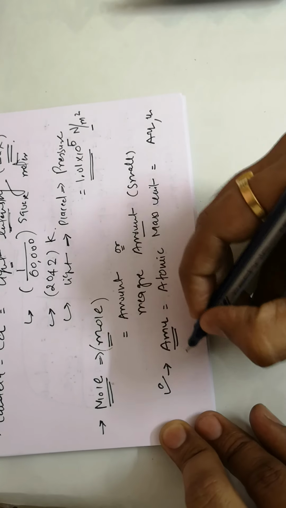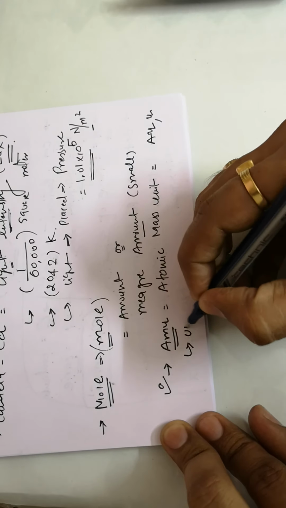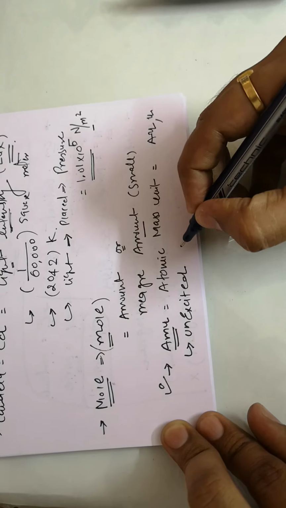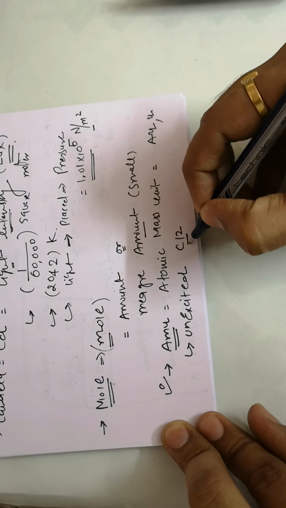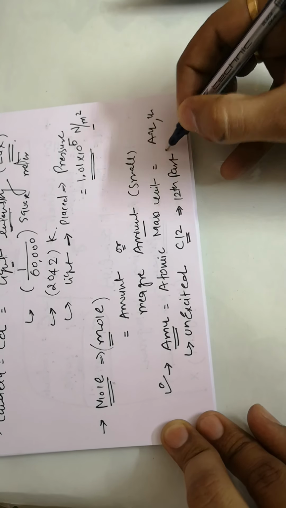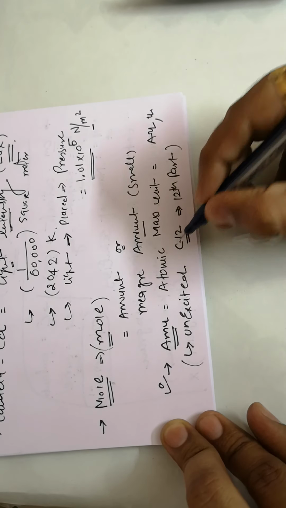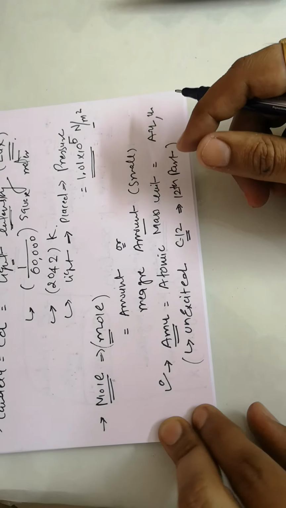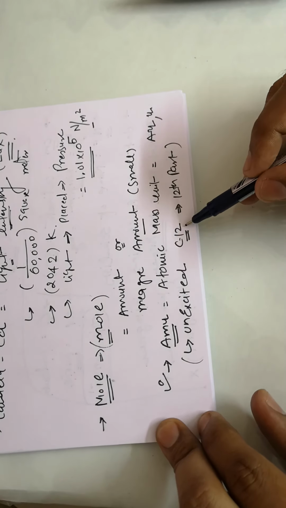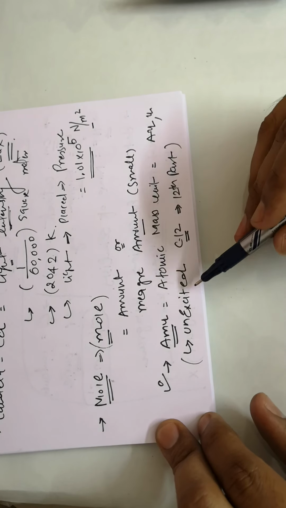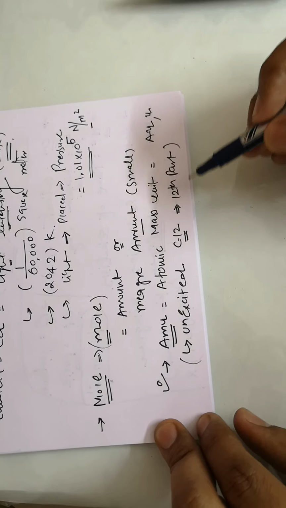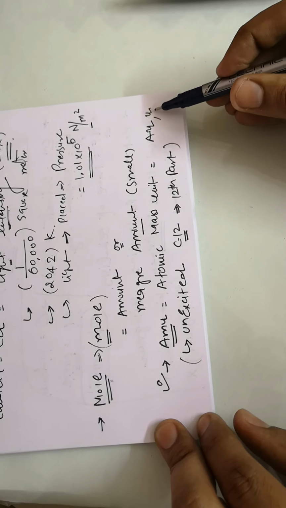The common definition is that it is the 12th part of an unexcited C12. Friends, C12 is a new word for you. You might be aware of isotopes. It is one isotope of the element carbon, C12. It's in an unexcited level. Yes, you will gradually learn what unexcited actually means, and it's a 12th part. It is called u.